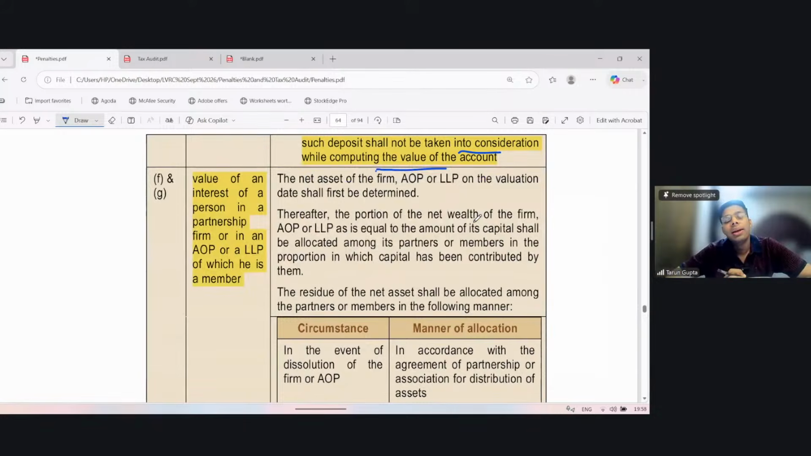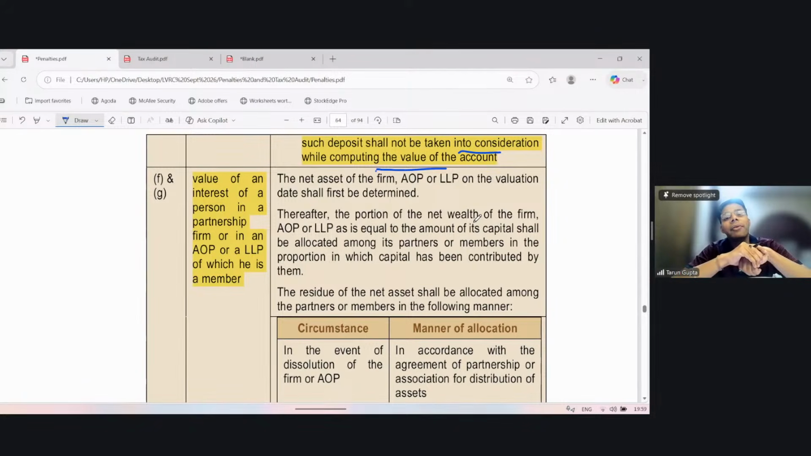Okay. If the assessee has any partnership interest, he is a partner in a foreign partnership firm, or has an LLP interest, is a partner in an LLP or in an AOP, of which the assessee is a member, how do we determine the value of such interest? First you determine the value of such firm, AOP or LLP, right? In the manner I discussed above, you value the entire firm. Then whatever value is so determined, the amount up to the capital shall be allocated to the members in the ratio of the capital, and the balance amount shall be allocated to the partners in the ratio of dissolution.